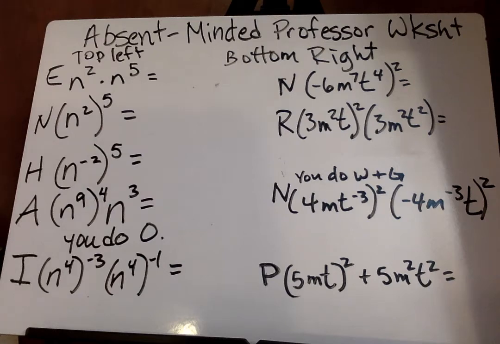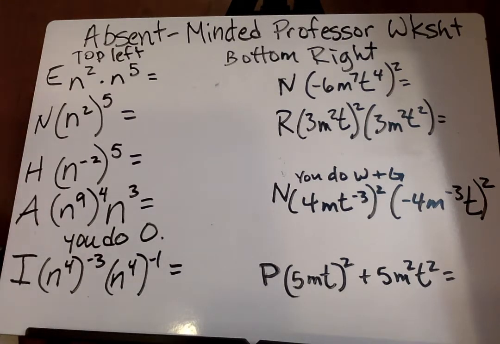Hello students, today we are going to be going over the Exponents worksheet. This one is titled, How Did the Absent-Minded Professor Burn His Ear? Okay, so we're going to start and it says, simplify the expression, write the letter of the exercise in the box that contains the number of the answer. So we'll start with E in the top left.